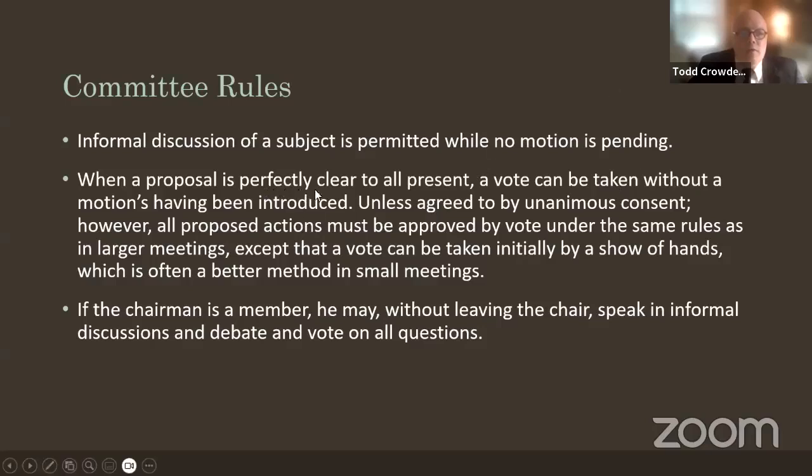When a proposal is perfectly clear to all present, a vote can be taken without a motion having been introduced. Unless agreed to by unanimous consent, however, all proposed actions must be approved by vote under the same rules as in larger meetings, except that a vote can be initially taken by a show of hands, which is often a better method in small meetings. If the chairman is a member, he may, without leaving the chair, speak in informal discussions and debate and vote on all questions. That's very important to remember right there.